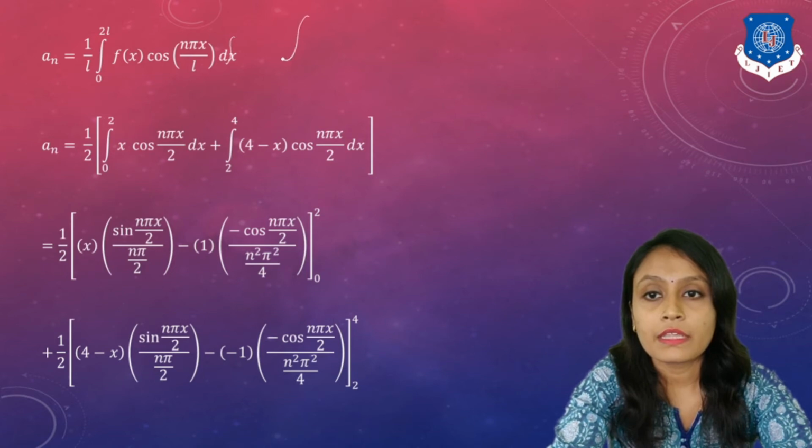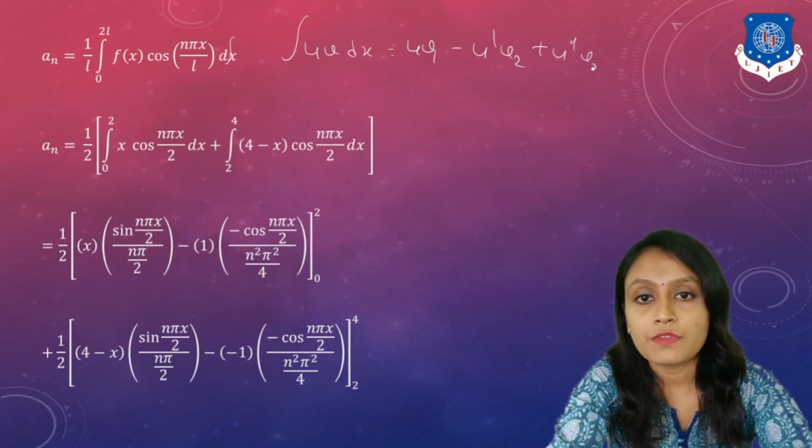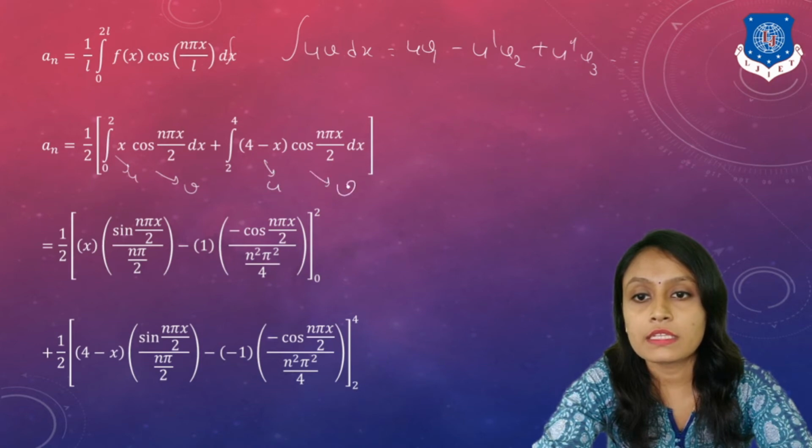That is, integration of u into v dx is equal to uv1 minus u dash v2 plus u double dash v3 and so on. So here x is u and this cos is v. Again, for the second integral, take 4 minus x as u and this as v, and apply this formula.